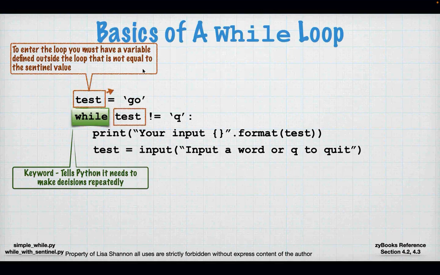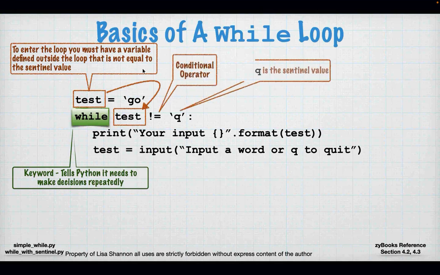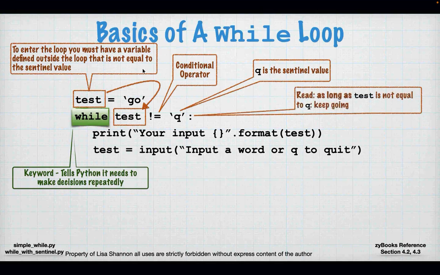So the first thing I have to ask is, does test equal Q? Or, you know, is go not equal to Q? Well, true. Go is not equal to Q. And because it's true, just like we had with the if statements, you do the stuff inside the local scope. False, you don't. So this test is true, and I can then do what's in the local scope. Other than the while statement, it looks pretty much like an if statement.